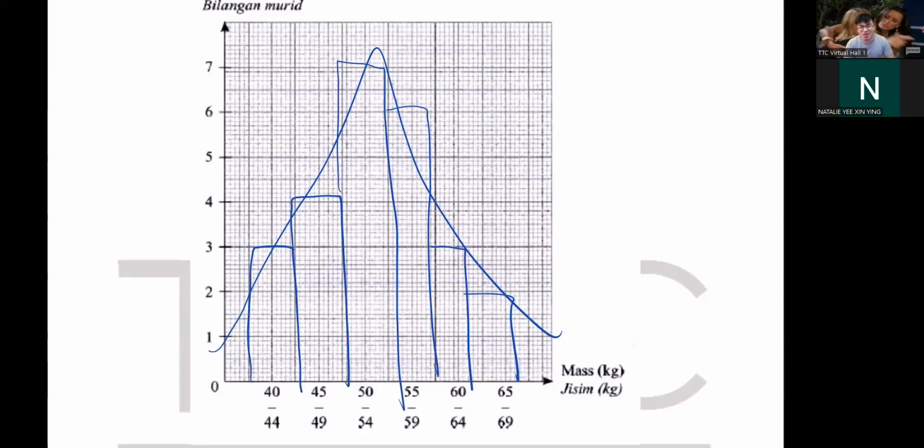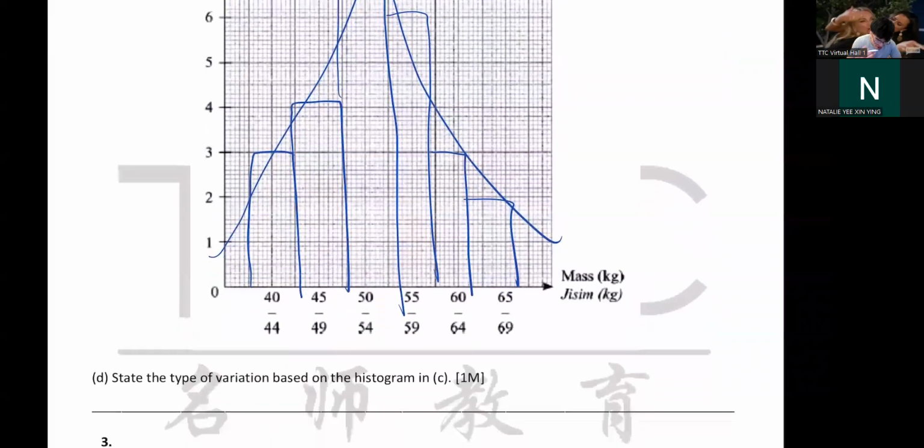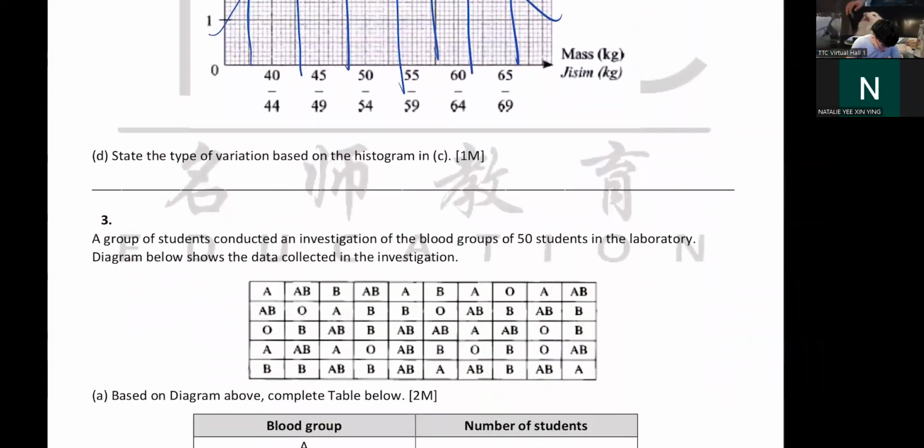Oh, this is the part we are supposed to learn next week. We learned it already. Never mind, I'll repeat next week also. So state the type of variation. So this is your continuous variation. You write the word yourself.